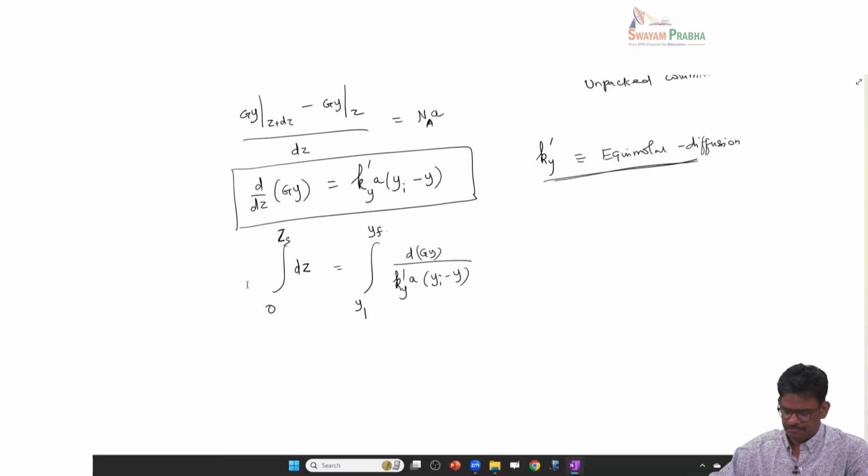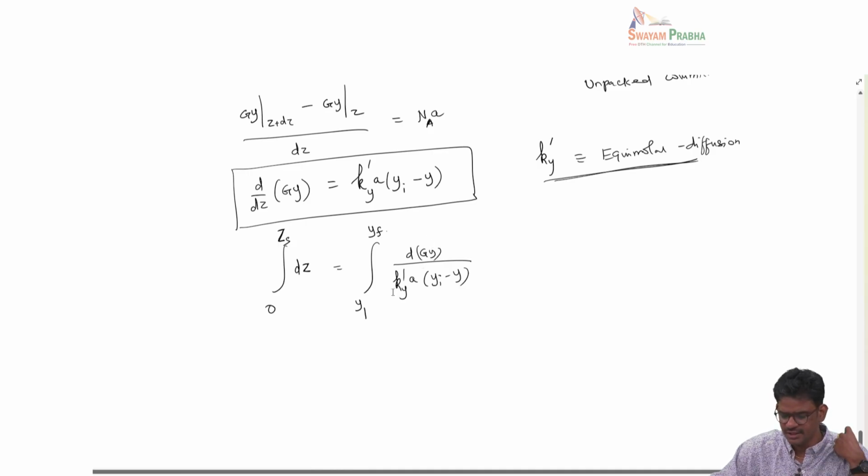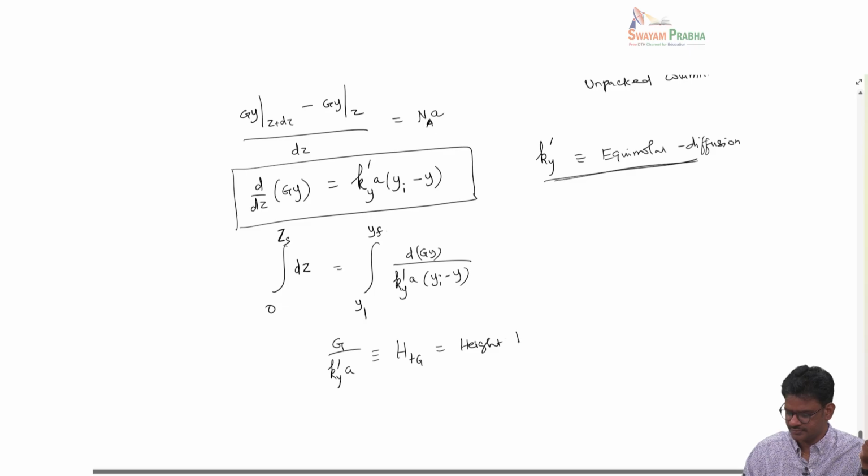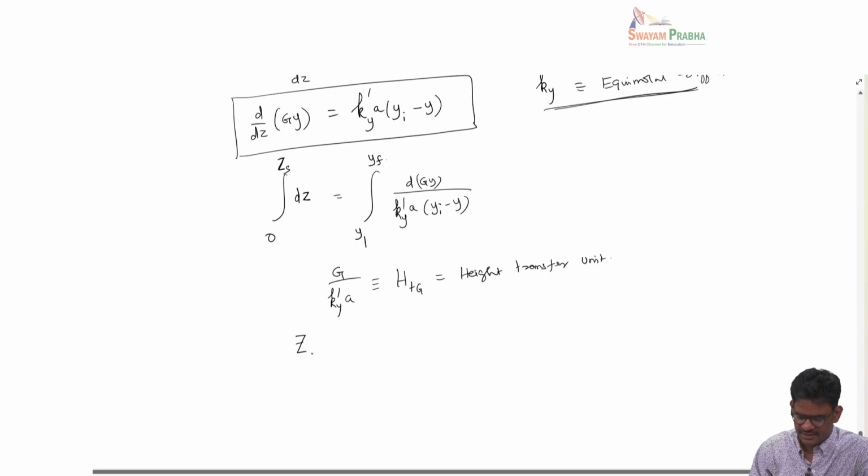And then on the right hand side, we have the molar flow rate G and Ky. They can be a function of the composition, or like we assumed before, the combination of G by Ky prime A can be considered to be constant, and we call this HTG, the height of a transfer unit. Therefore, ZS, the height of the stripping column, is equal to HTG times the integral dy by yi minus y, going from y1 to yf.